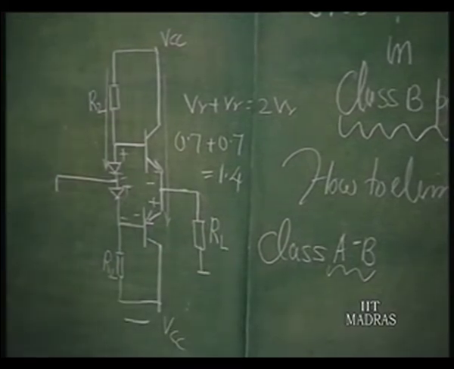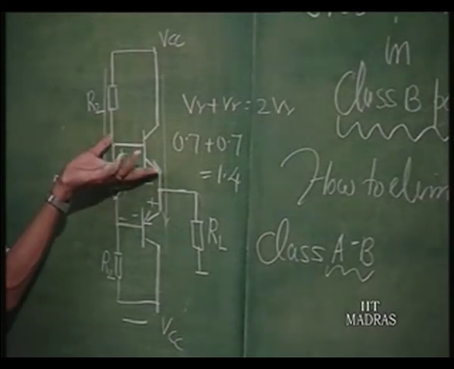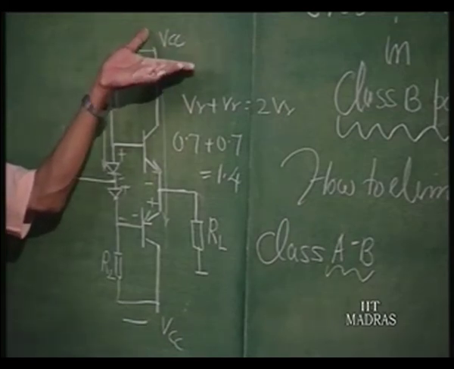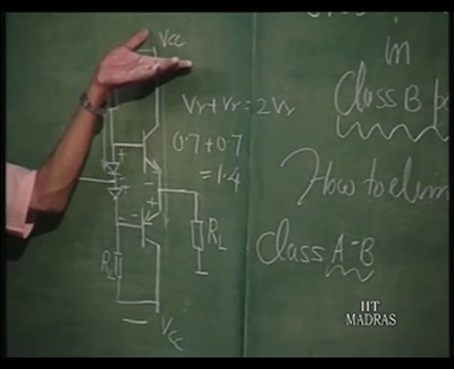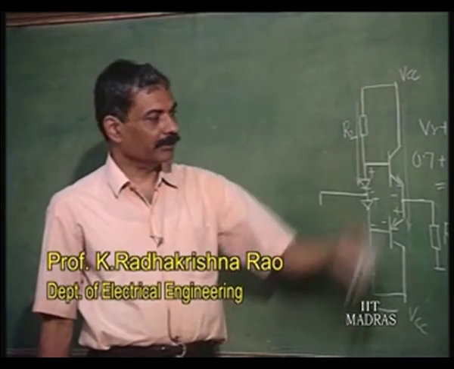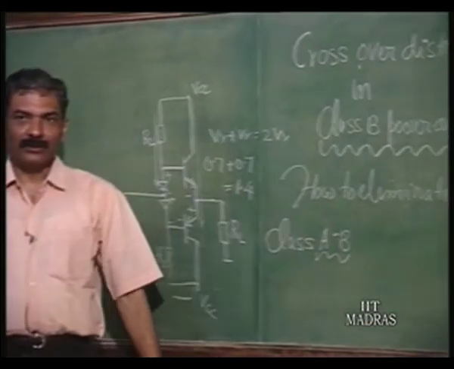The price you are paying is that the efficiency is now going to be still much less than 78 percent, because of the fact that there is some more quiescent power dissipated here. Earlier there was no quiescent power dissipated at all. Now, there is a certain amount of small quiescent power dissipated here. That is the price you are paying to eliminate the crossover distortion.